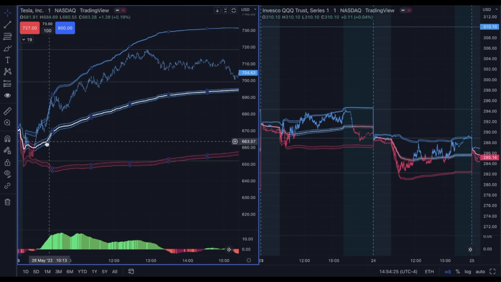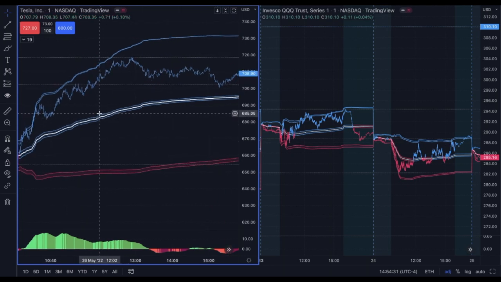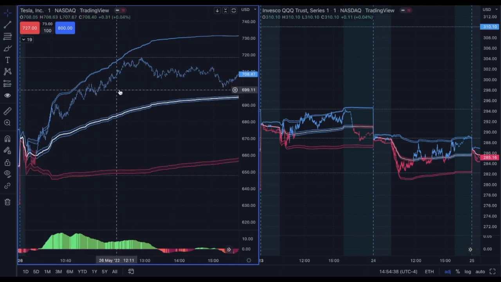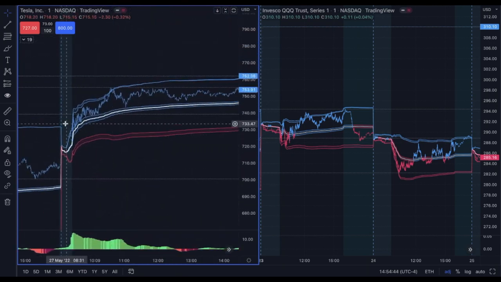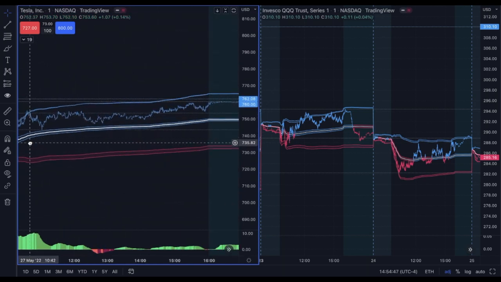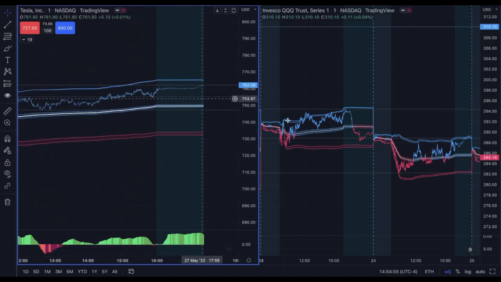26th, very similar to the day before. And as we can see over here, the peak of the day is around 1 o'clock. Most people trade from 9:30 to about 12, and in doing so, they would have made their profit and left the market alone. Same as the 27th. Very simple, only one trade, and most profits would have been made before 12 o'clock. So that's Tesla for this week.